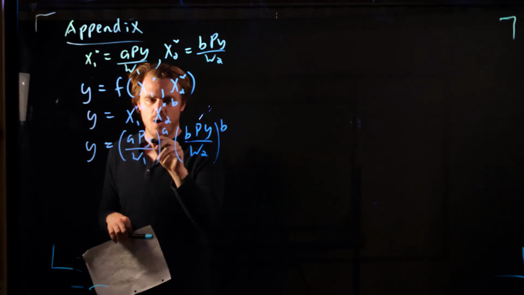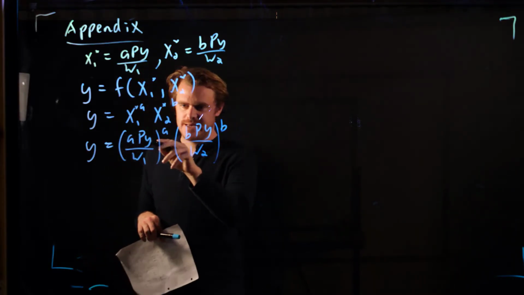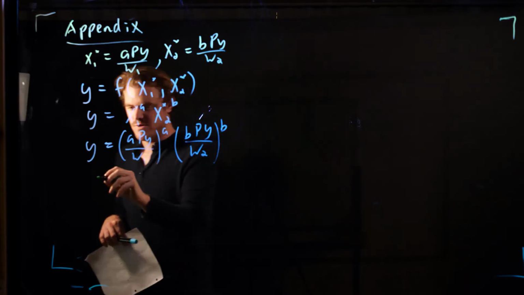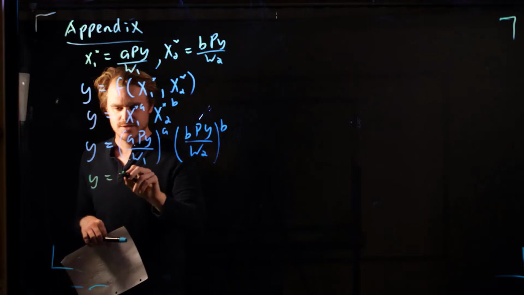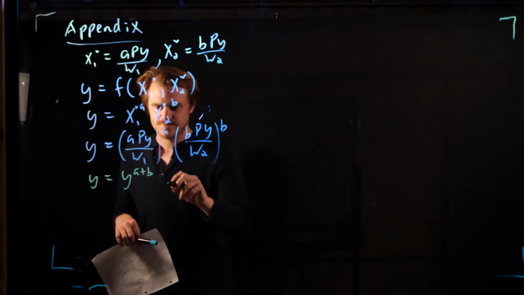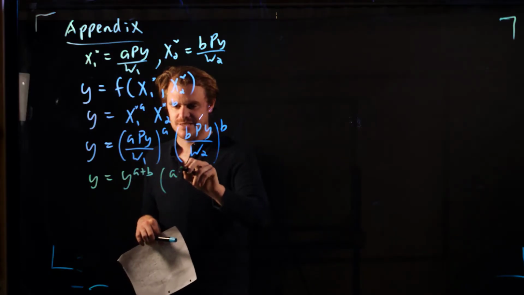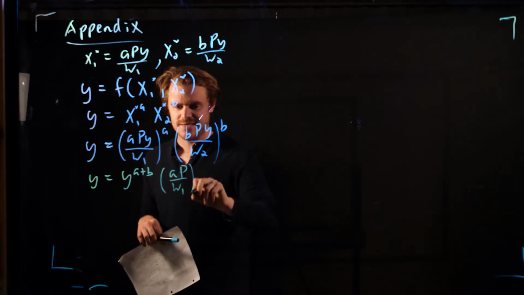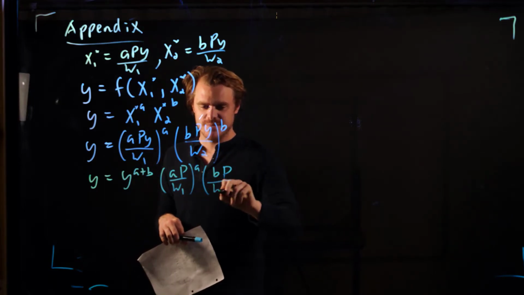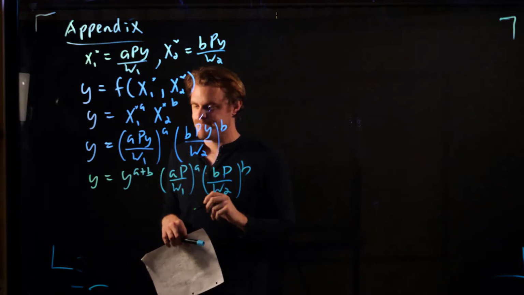First, let's move Y out of the brackets. And so we're multiplying Y to the A and Y to the B. So if you remember our exponent rules, that's going to be Y to the A plus B, right? Then we have A times P over W1, that's still to the A. And we have B times P over W2, and that's still to the B.